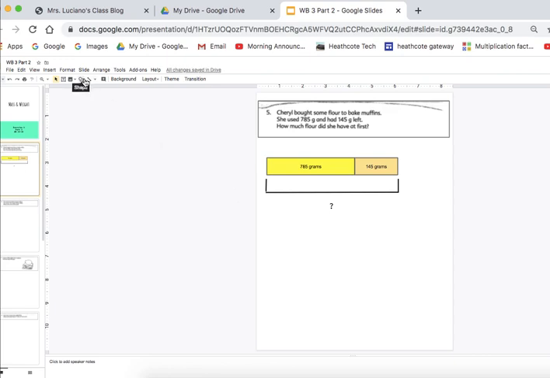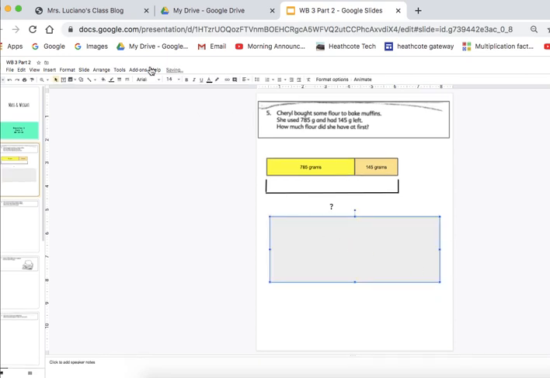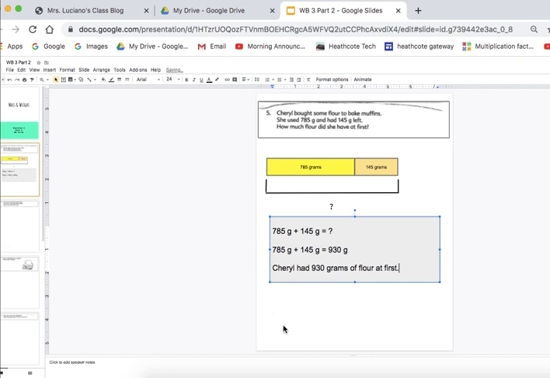Now I'm going to need to solve for it. So I'm going to create another shape, and I'm going to write my work down here. Okay, and I might make it a little bit bigger so that we can see, and now I'm going to start solving for it. So we know that it's 785 grams plus 145 grams equals the whole. So I'm looking for a part plus another part equals the whole. So let's solve for that. 785 grams plus 145 grams equals 930 grams. So my word sentence would be, Cheryl had 930 grams of flour at first. And that's how you would show your work.